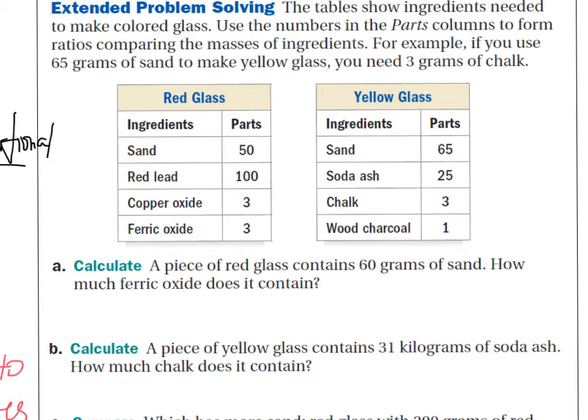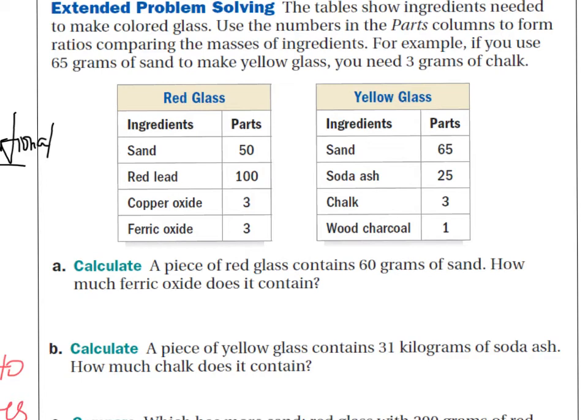Okay, word problems. The tables show ingredients needed to make colored glass. Use the numbers in the parts columns to form ratios comparing the masses of ingredients. So for example, if you use 65 grams of sand to make yellow glass, you need 3 grams of chalk. So your ratio will be 65 to 3.